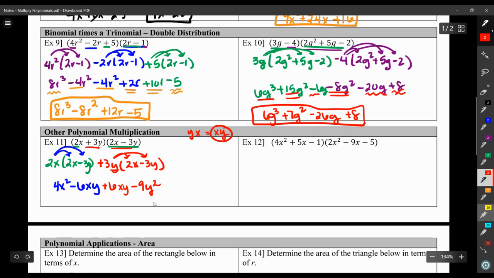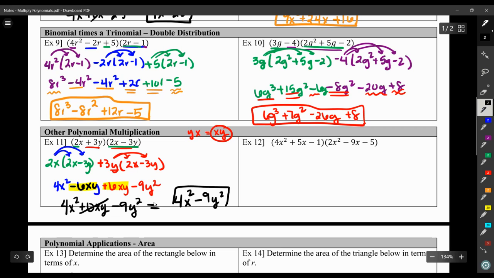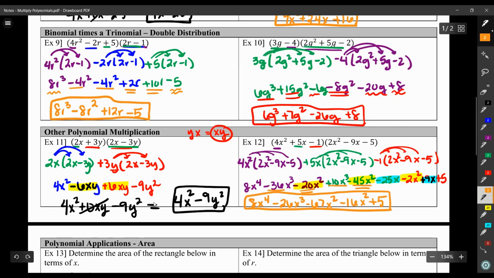Now that we have completed the multiplication, we're going to look for like terms. So negative 6xy and 6xy are like terms. So we have 4x squared plus 0xy minus 9y squared. Well, we don't really need the 0xy because 0 times anything is always 0. So what this simplifies down to is 4x squared minus 9y squared. Pause the video, see if you can try example 12 on your own. Here's your solution for example 12.